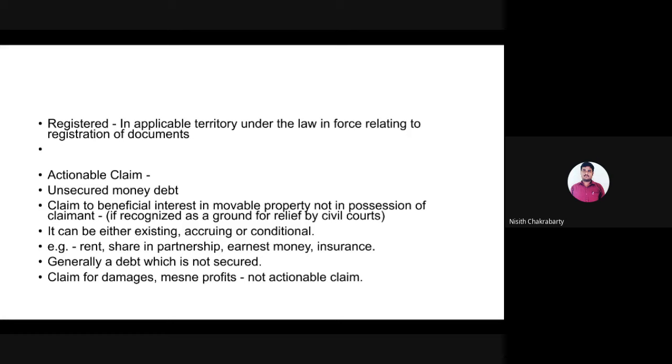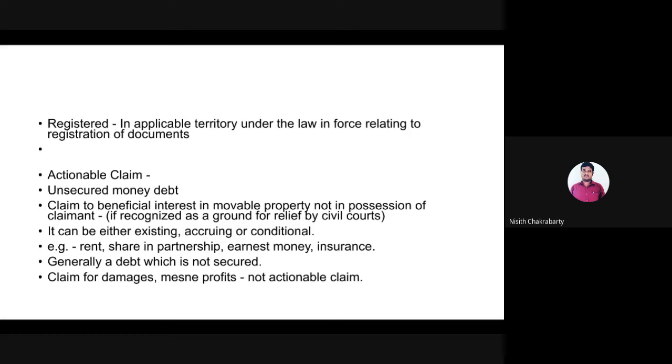An interesting example would be that suppose my cow went into someone else's farm and ate something. Obviously, they then kept the cow and said, I will not release it until whatever loss has accrued to me is substantiated by the owner. So that cow, which is a movable property and is not in my possession because he has kept it, that will also be an actionable claim.